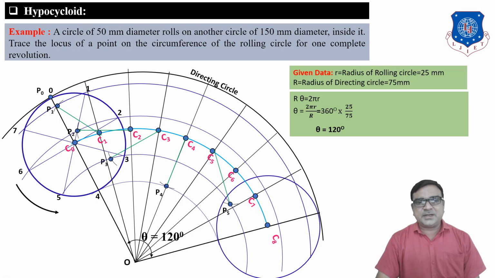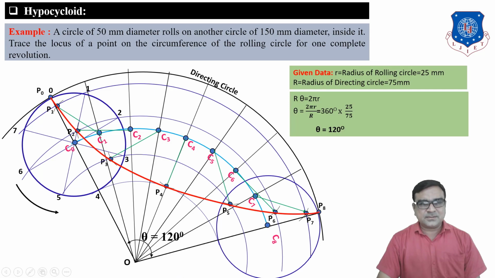Every time we keep the radius same, 25 mm, which is the radius of rolling circle. So C6 center draw arc to obtain P6, C7 center draw arc on P7, and last P8, which is exactly on the periphery of the directing circle. So starting point P0, end point P8. There are number of points P1, P2, P3 up to P8. We have to trace the curve passing from all the points. Then this curve is known as hypocycloid curve.